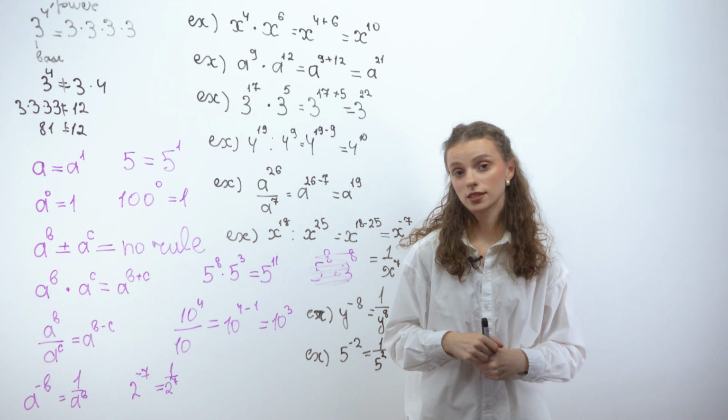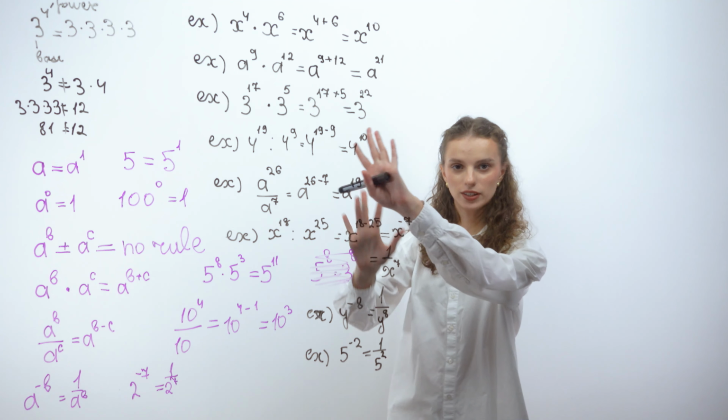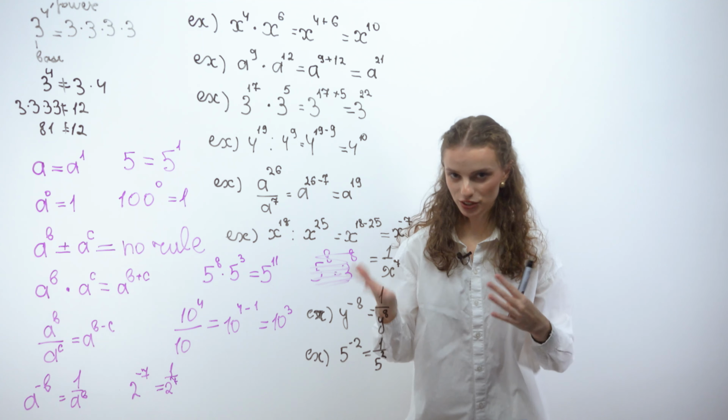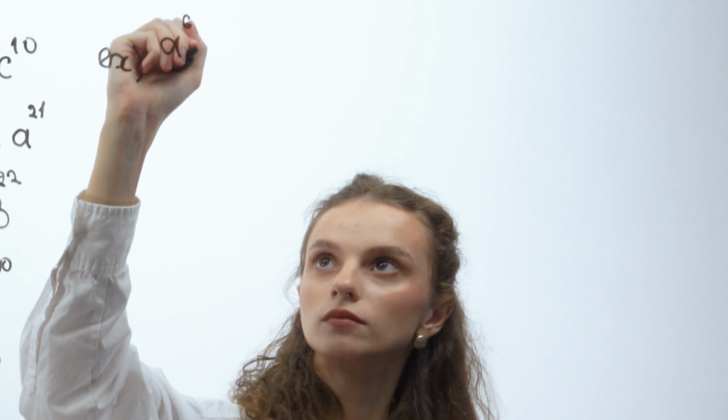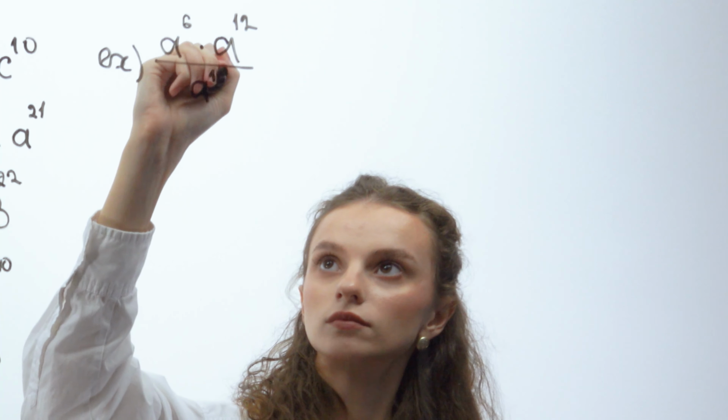Alright, I hope it's starting to make some sense. Now let's combine everything that we've learned into some challenging problems. Here I have a to the 6th power multiplied by a to the 12th power all over a to the 18th power. What are we going to do?